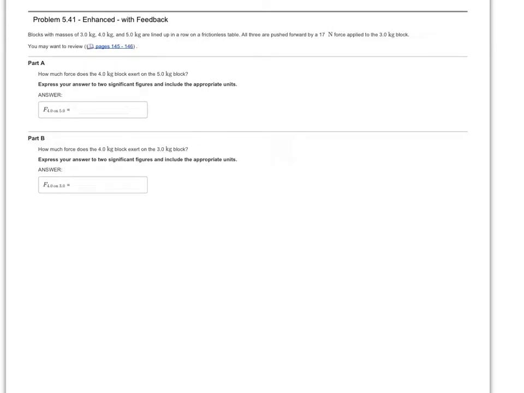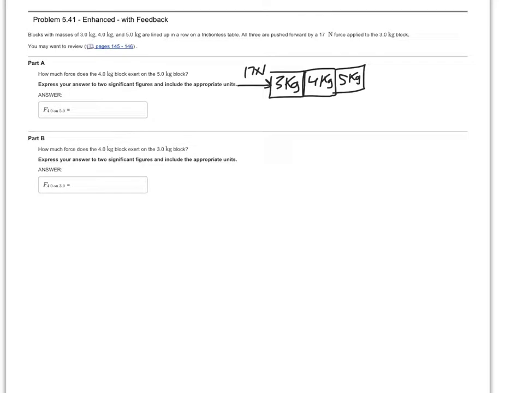Alright, for this Mastering Physics one, we have a system of 3 blocks. The masses I have are 3 kilograms, 4 kilograms, and 5 kilograms. They're lined up in a row and they're pushed by a 17 Newton force applied to the 3 kilogram block. In this case, we want to find some of the forces that exist between the objects. And so we could set up our free body diagram and F equals ma for each individual object.